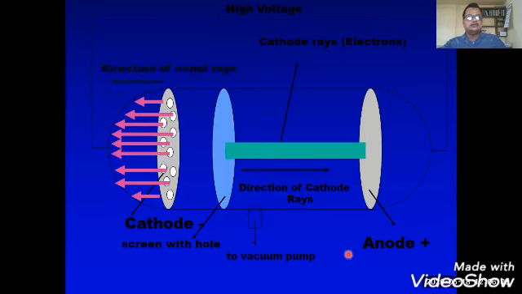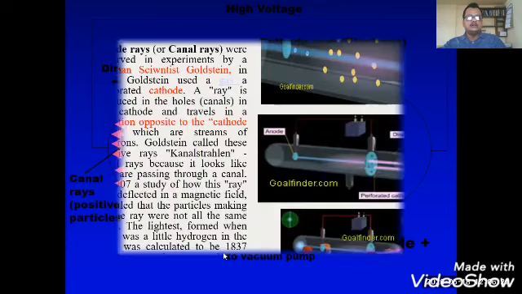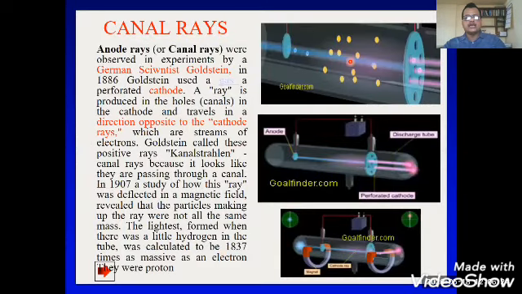They were called canal rays because they passed through canals. Canal rays were positively charged particles because the deflection caused by the electric field was opposite to that of cathode rays. So this is how canal rays originated.